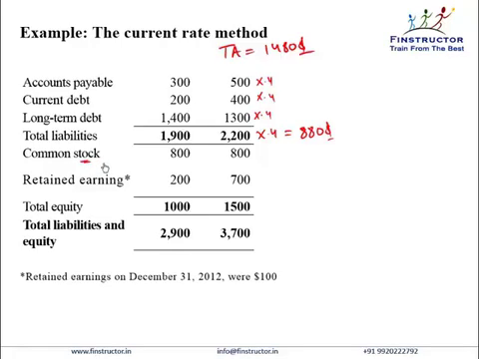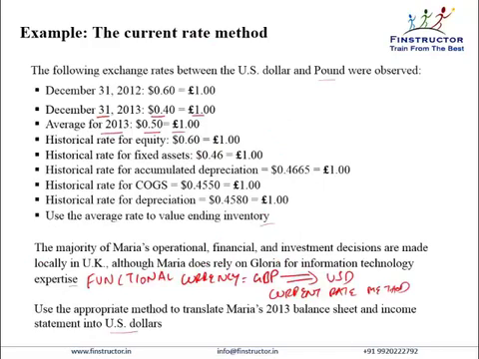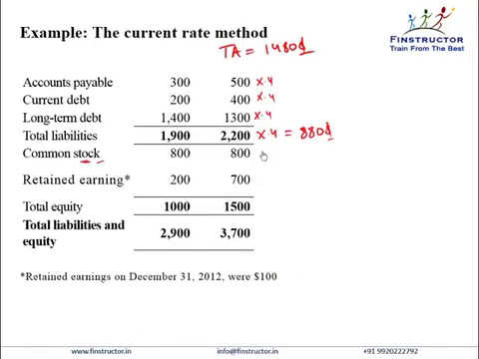The common stock is translated at the rate applicable when the common stock was issued. So we'll look in the question for the exact rate at that time. The historical rate for equity is given to be $0.6 for 1 pound. So we'll multiply that by 0.6, such that the common stock comes out to be $480.